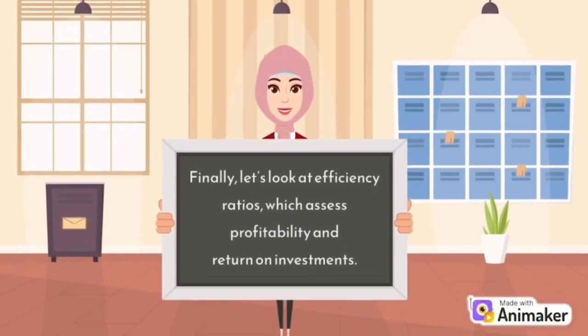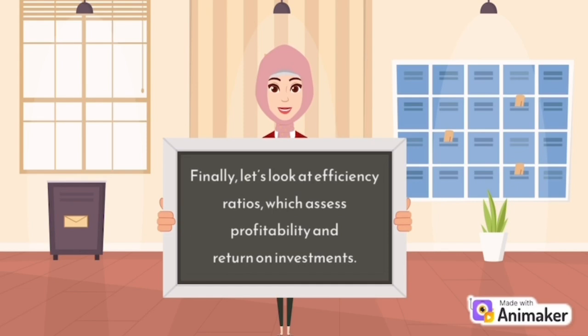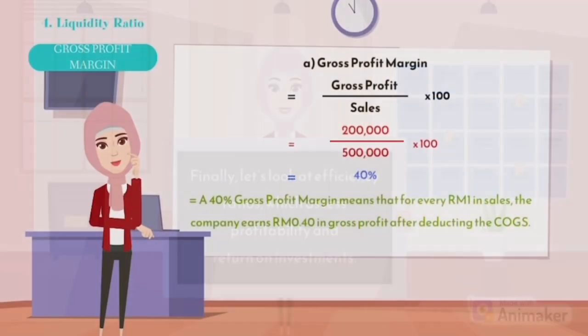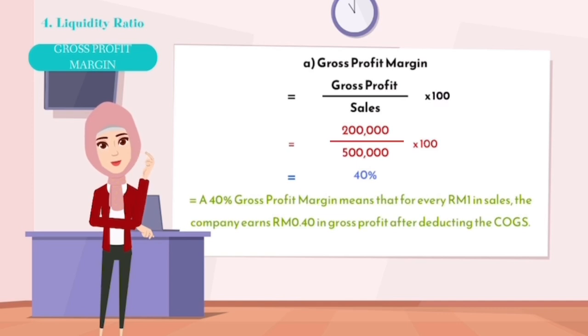Finally, let's look at efficiency ratios, which assess profitability and return on investments. Gross profit margin. The formula for gross profit margin is gross profit divided by sales, then multiplied by 100. In this case, the gross profit is 200,000 and the sales are 500,000. To calculate, divide 200,000 by 500,000, then multiply by 100. The result is 40%. A 40% gross profit margin means that for every 1 ringgit in sales, the company earns 40 cents in gross profit after deducting the cost of goods sold.